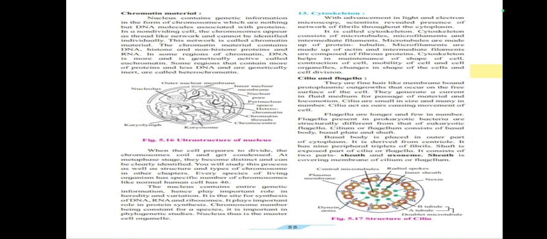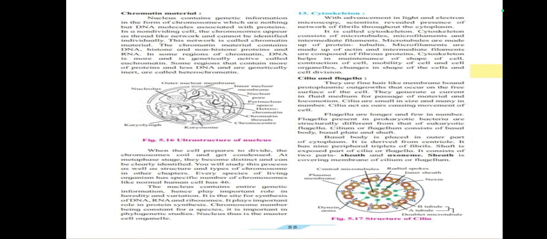In some regions of chromatin, DNA is more and genetically active, called euchromatin. Some regions that contain more proteins and less DNA and are genetically inert are called heterochromatin. Figure 5.16: ultrastructure of nucleus. When the cell prepares to divide, the chromosomes coil and get recognized at the metaphase stage. Now they become distinct and can be clearly identified.